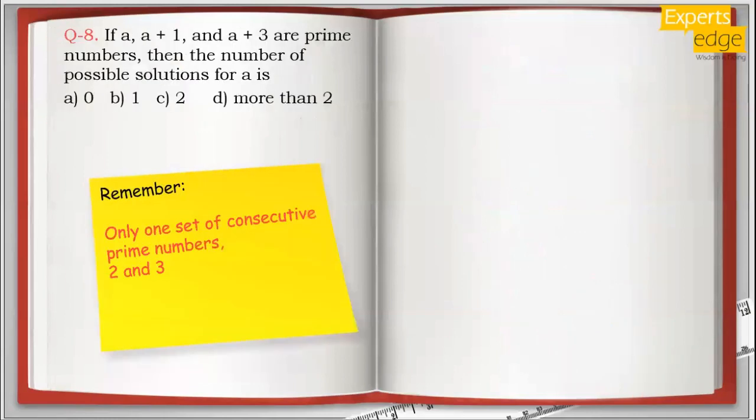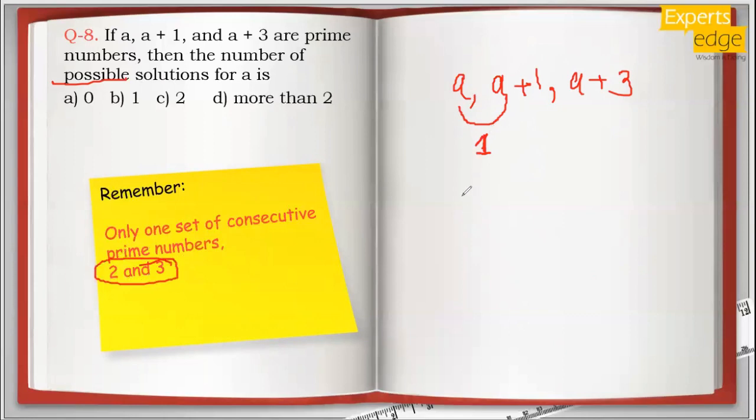So question number 8 now. If a, a plus 1, a plus 3 are prime numbers, then what is the possible number of solutions? We know the property that there is only one pair which has a difference of 1, that is the two consecutive numbers. And what are those two consecutive numbers? Nothing but 2 and 3. So there is only one possibility: a has to be 2, then the second number will be 3, and the third number will be 2 plus 3, 5. So there is only one way possible where this condition is satisfied.